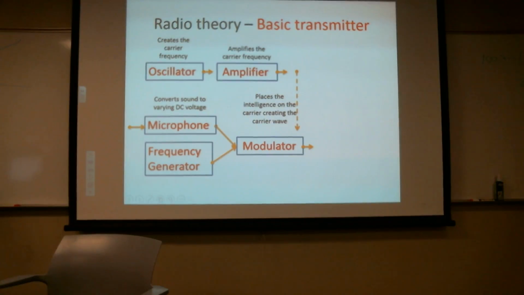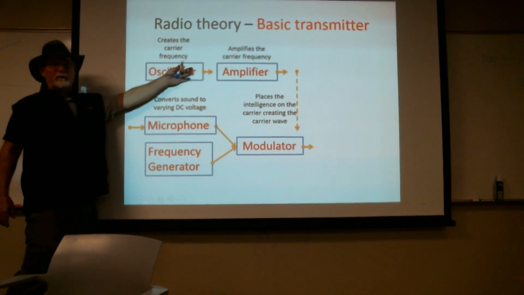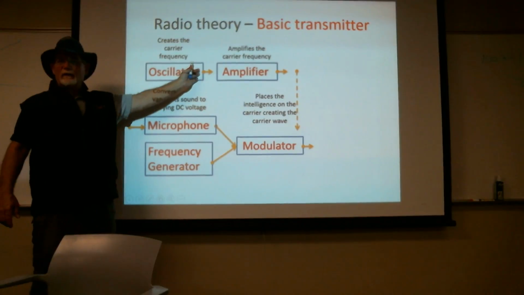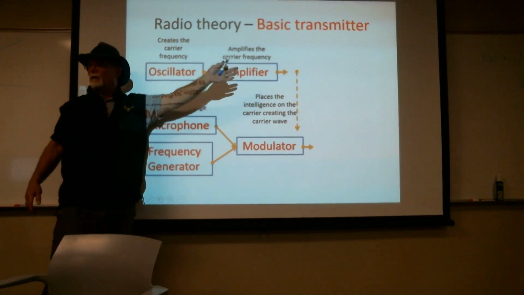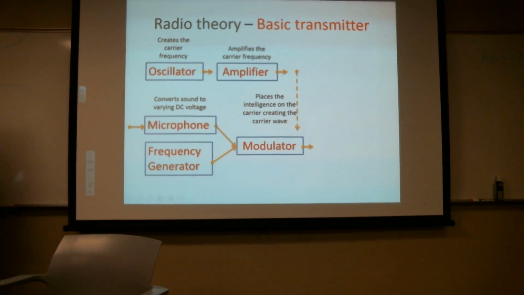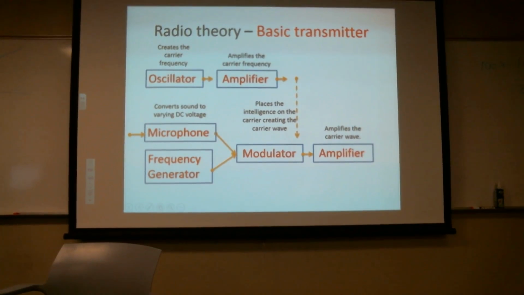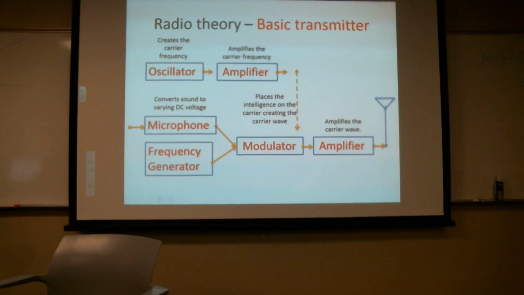And again, the frequency generator at this point is what's going to allow you to pick different channels. So the basic carrier is going to be for the band, and then this is going to allow you to modify it to a different channel, 101, 107, 98. Amplify it again. We love to amplify. And then shove it out the antenna.